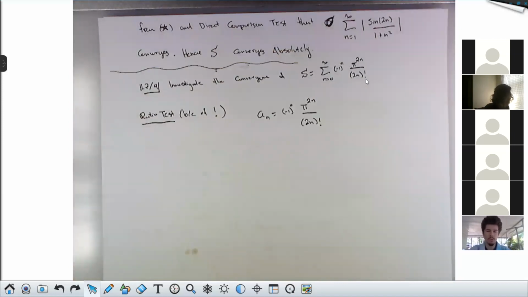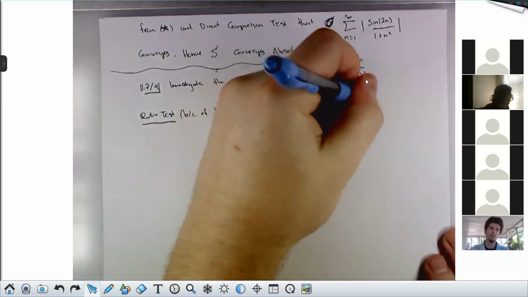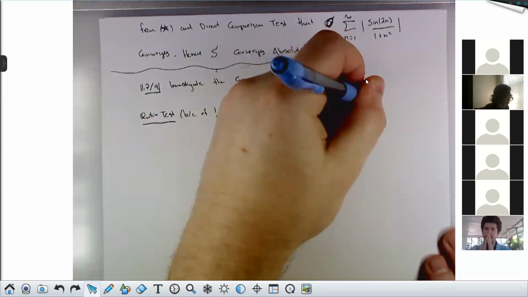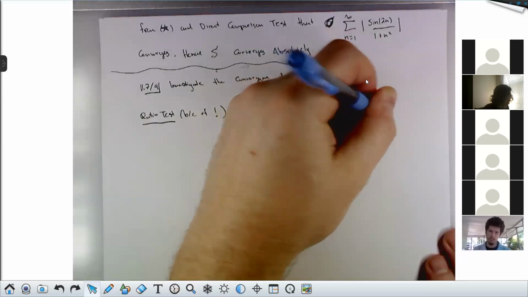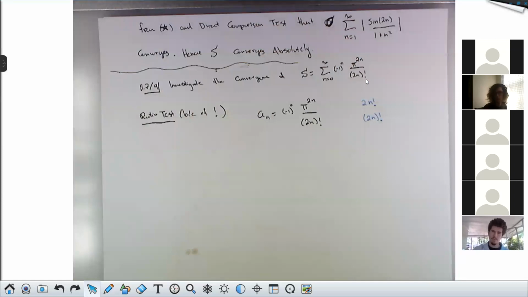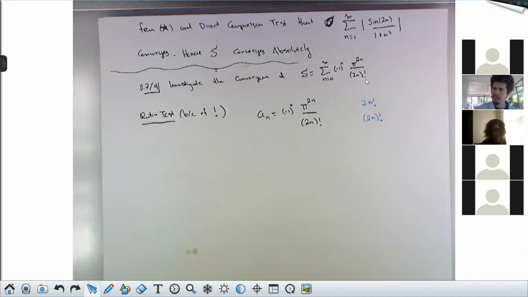Fun game. What's the difference between 2n factorial and (2n) factorial? Are these the same thing? Which one's bigger? Top or bottom? The bottom one is much bigger. Why? Because it's multiplying the number instead of the result.